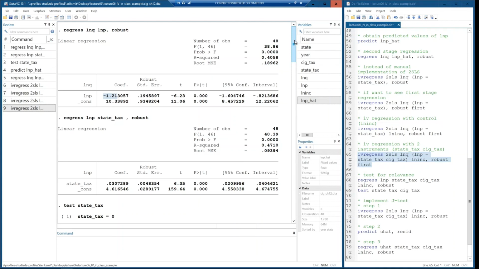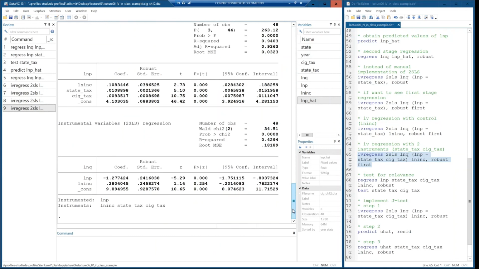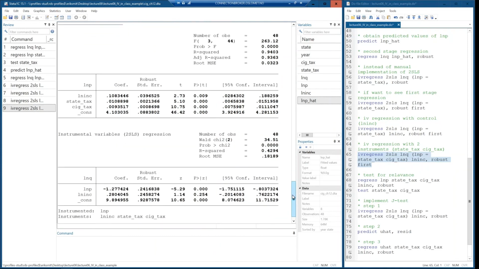Okay, so because we have used the two-stage least squares regression with instrumental variables, we are quite confident that this result that we got actually holds.